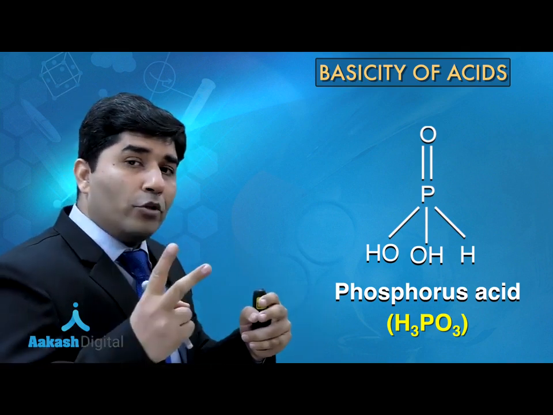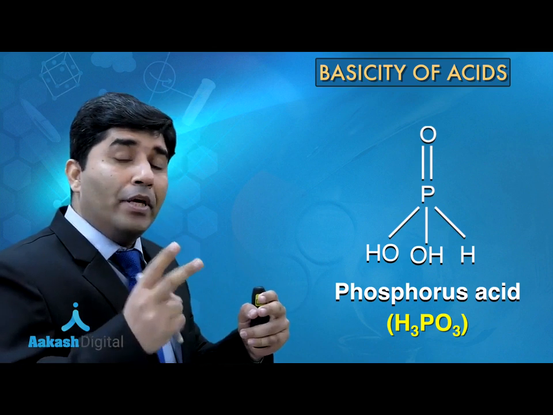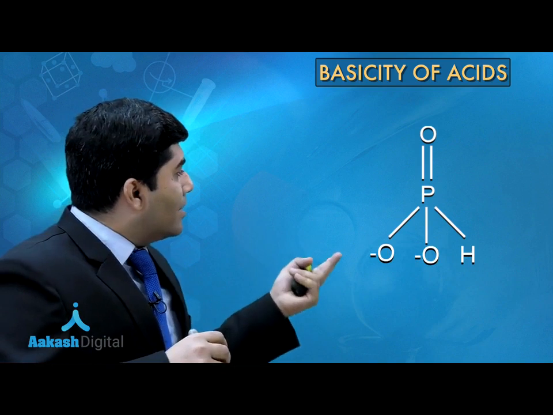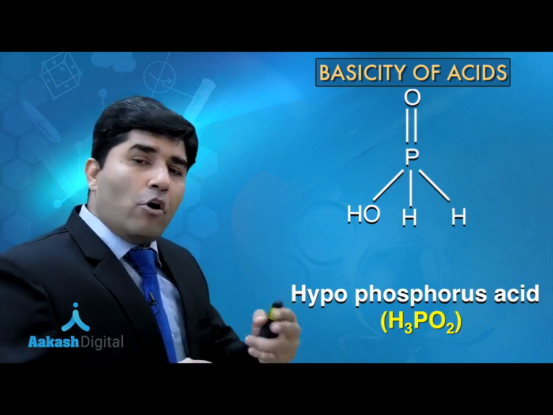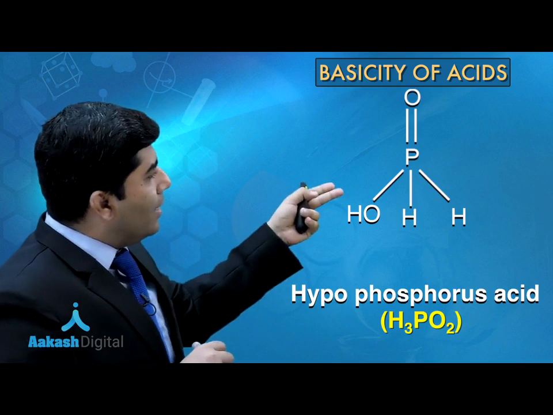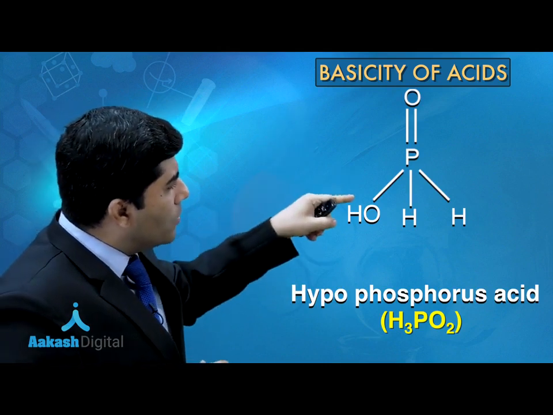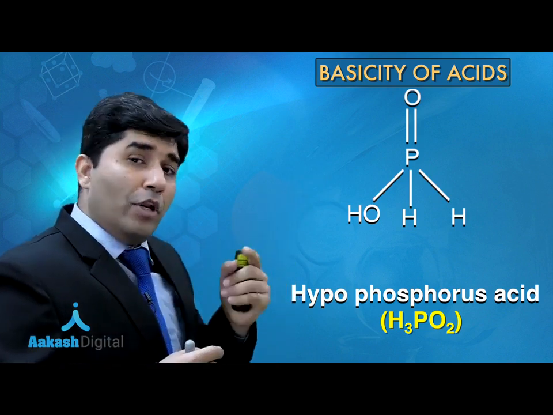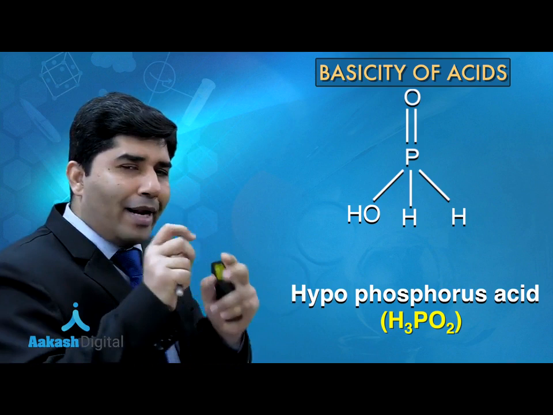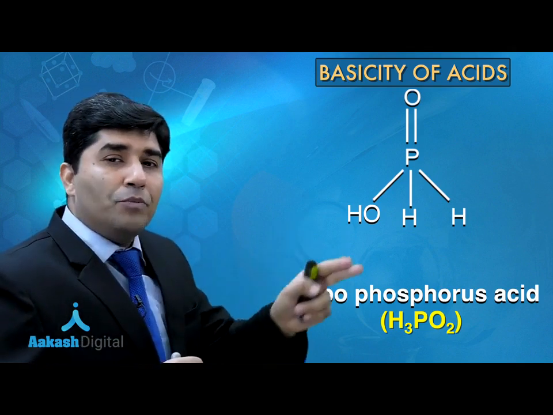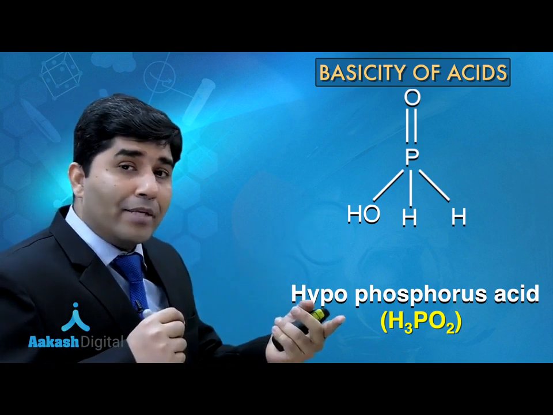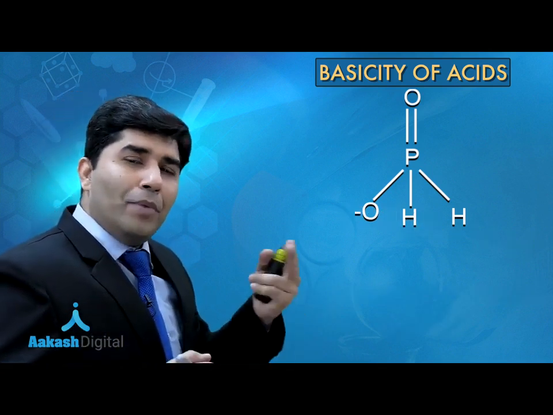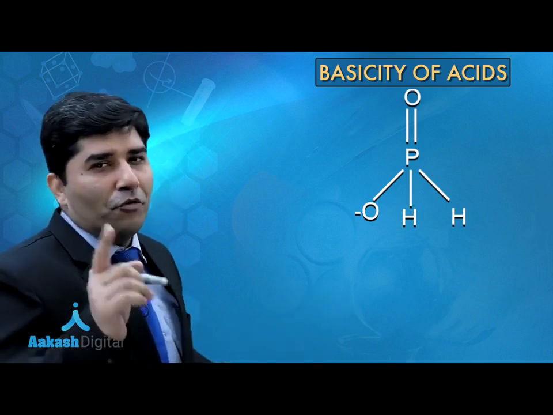There are 2 OH groups, therefore its basicity will be 2 as 2 H+ ions will be released in this case. In the case of hypophosphorus acid, we can see that there are 2 hydrogen atoms attached to the phosphorus and there is only 1 OH group. And if there is only 1 OH group, oxygen will attract electrons from the hydrogen atom and an H+ ion will be released. And how many H+ ions will be released? Only 1 H+ ion will be released. Therefore, its basicity will be equal to 1.